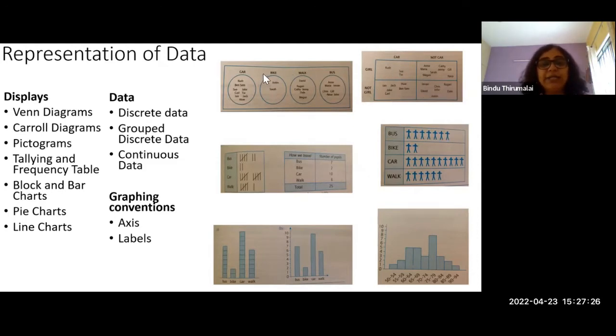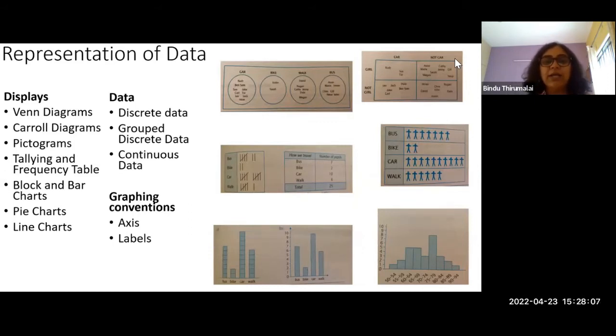Now, the Carroll diagram, this is a Venn diagram, of course, and you can use the Venn diagram in many ways. And what is this universal set? This universal set would be the set of all students in the classroom, for example. Now, this is just two questions asked to the students. How was the data collected? Are you a girl? Yes or no? Do you come by car? Yes or no? So it's got four things. Either the student is a girl and comes by car, or not a girl and comes by car, or a girl and does not come by car, or not a girl and does not come by car.